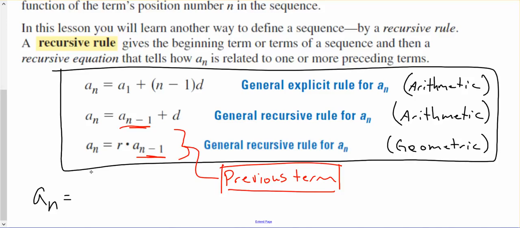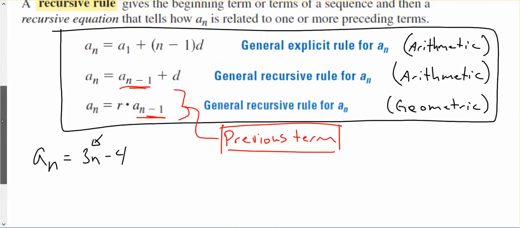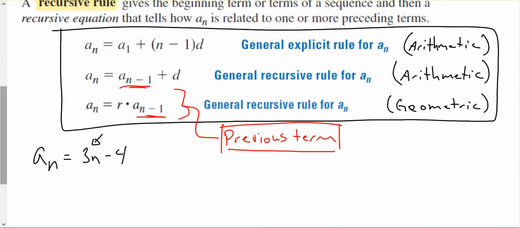a of n equals 3n minus 4 or something like that. And that means that from one point to the other point we go up 3. Our common difference is 3. That's what that 3n means. And so what we can do is use this explicit rule to go directly to a point or to a term.